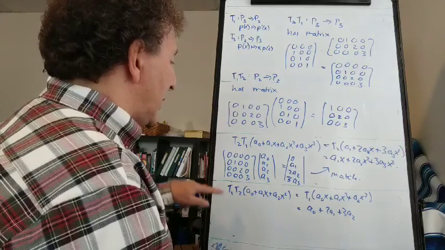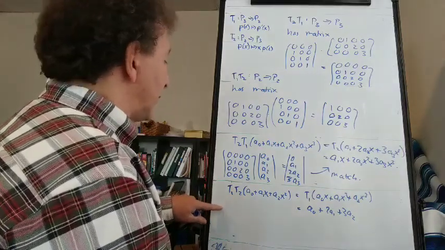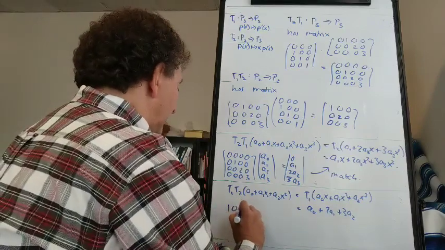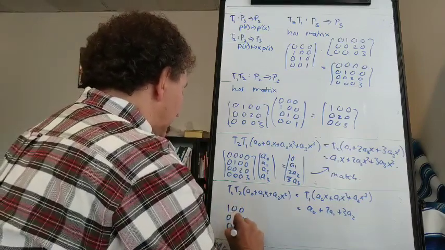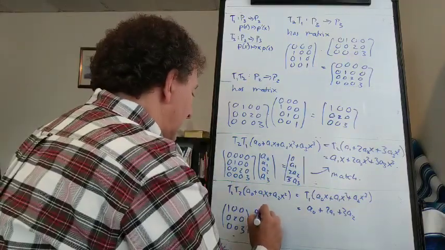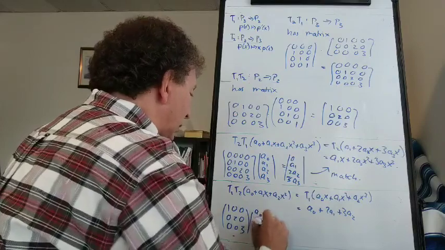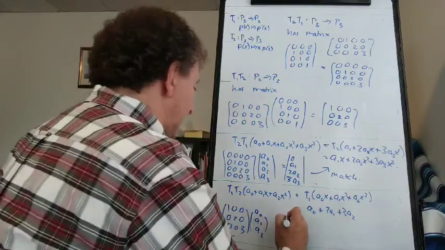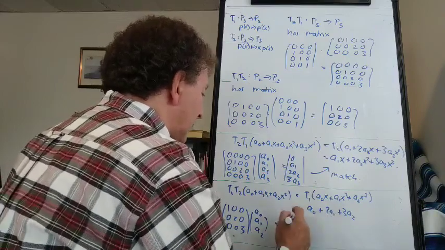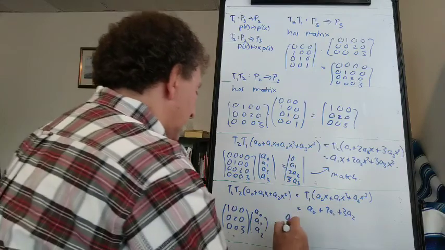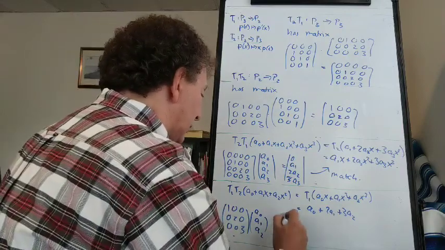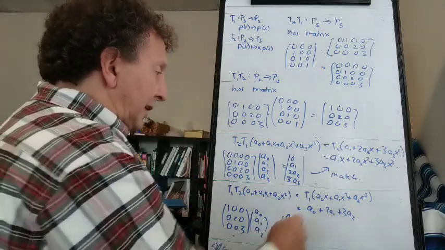And if we multiply the matrix of this linear transformation by that coordinate vector, we've got 1, 0, 0, 0, 2, 0, 0, 0, 3 times a0, a1, a2, which is the coordinate vector here. We've got a0, 2a1, 3a2, which is exactly the coordinate vector.